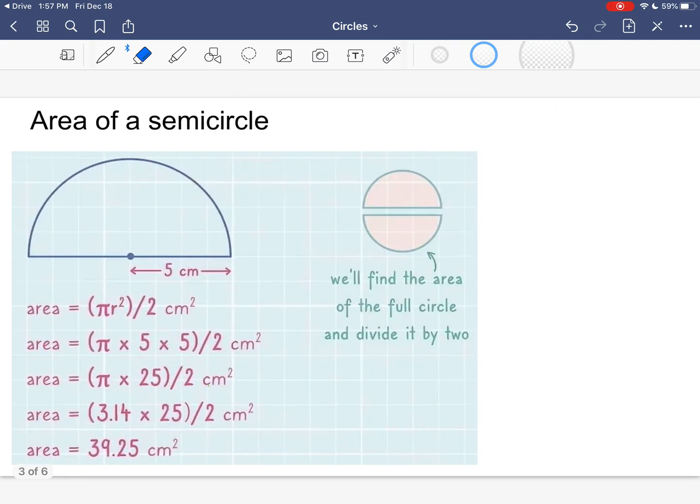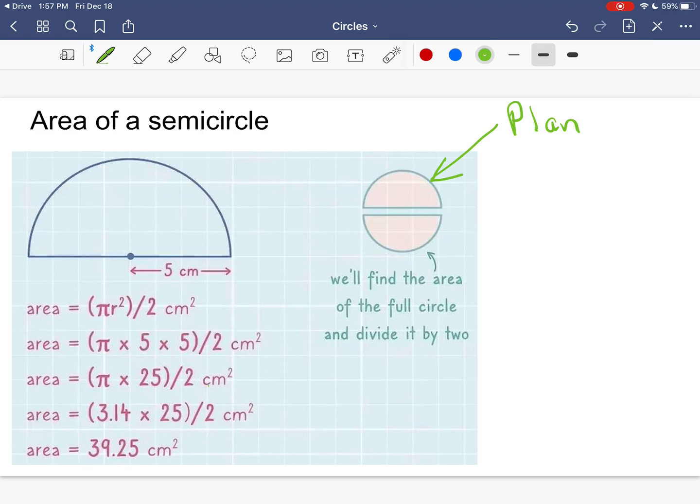So a semicircle is a half circle, and here we have an example of a semicircle with a radius of 5 centimeters. And to find the area of that, the plan is outlined here on the right hand side. Find the area of the full circle and divide it by 2. So that's the plan for how to solve this. And then on the left hand side we see the actual calculations.